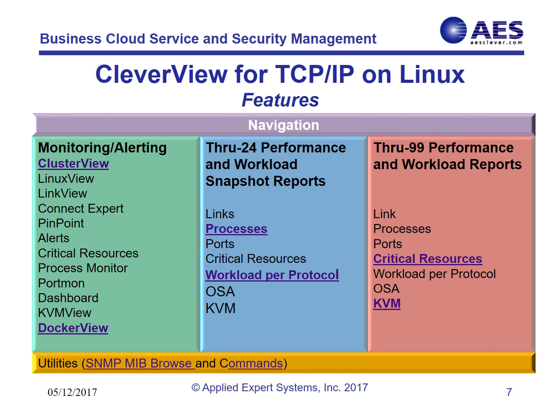Now, CleverView for TCP/IP, as we indicated, really has three basic ways that we look at information. We look at it in real time, which we call our monitoring and alerting area. We look at it in through 24 over the past 24 hours, and then through 99, which are historical workloads. We're not going to go into all of these, but we just want to look, for example, to start off with in the monitoring area. And we'll look at our cluster view and our Docker view environments.